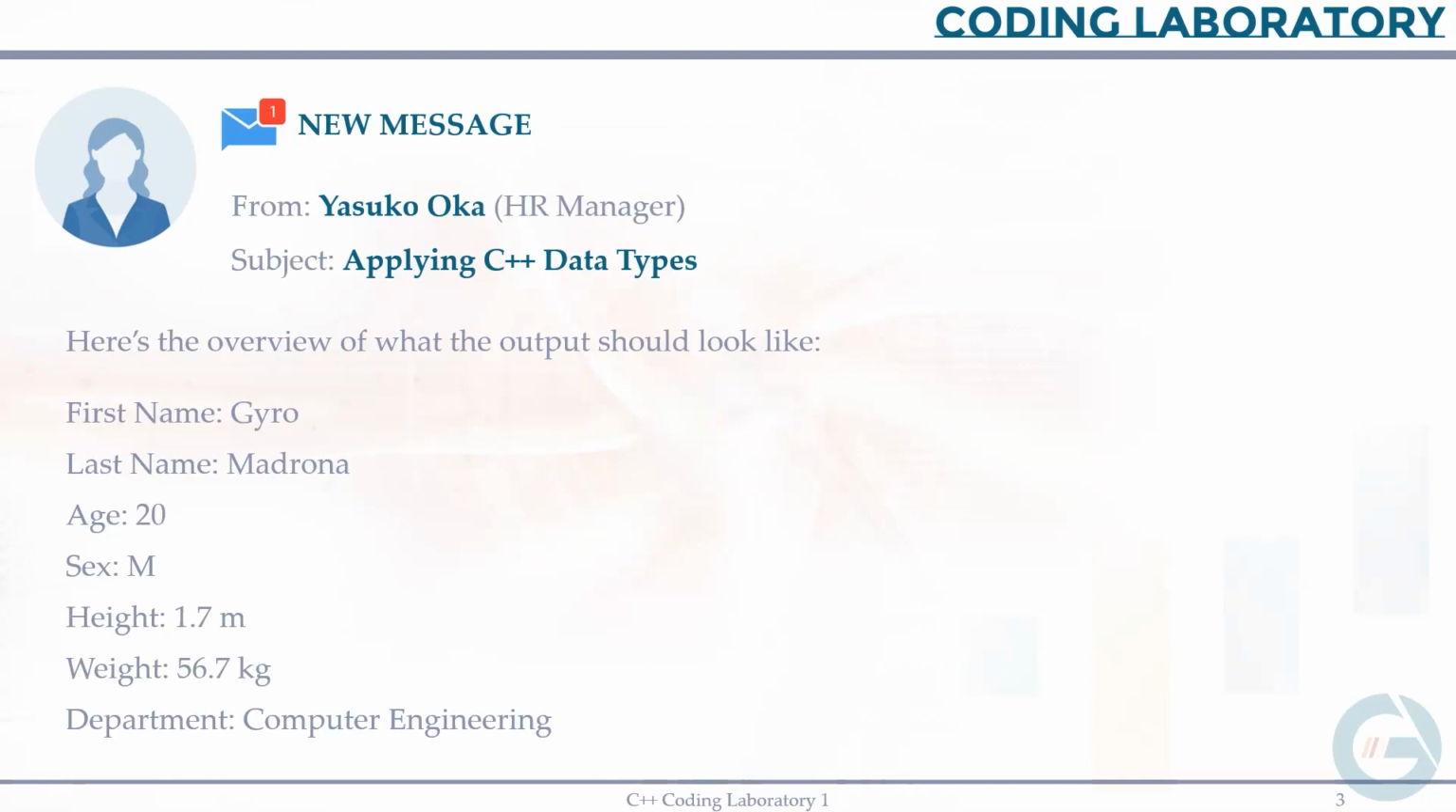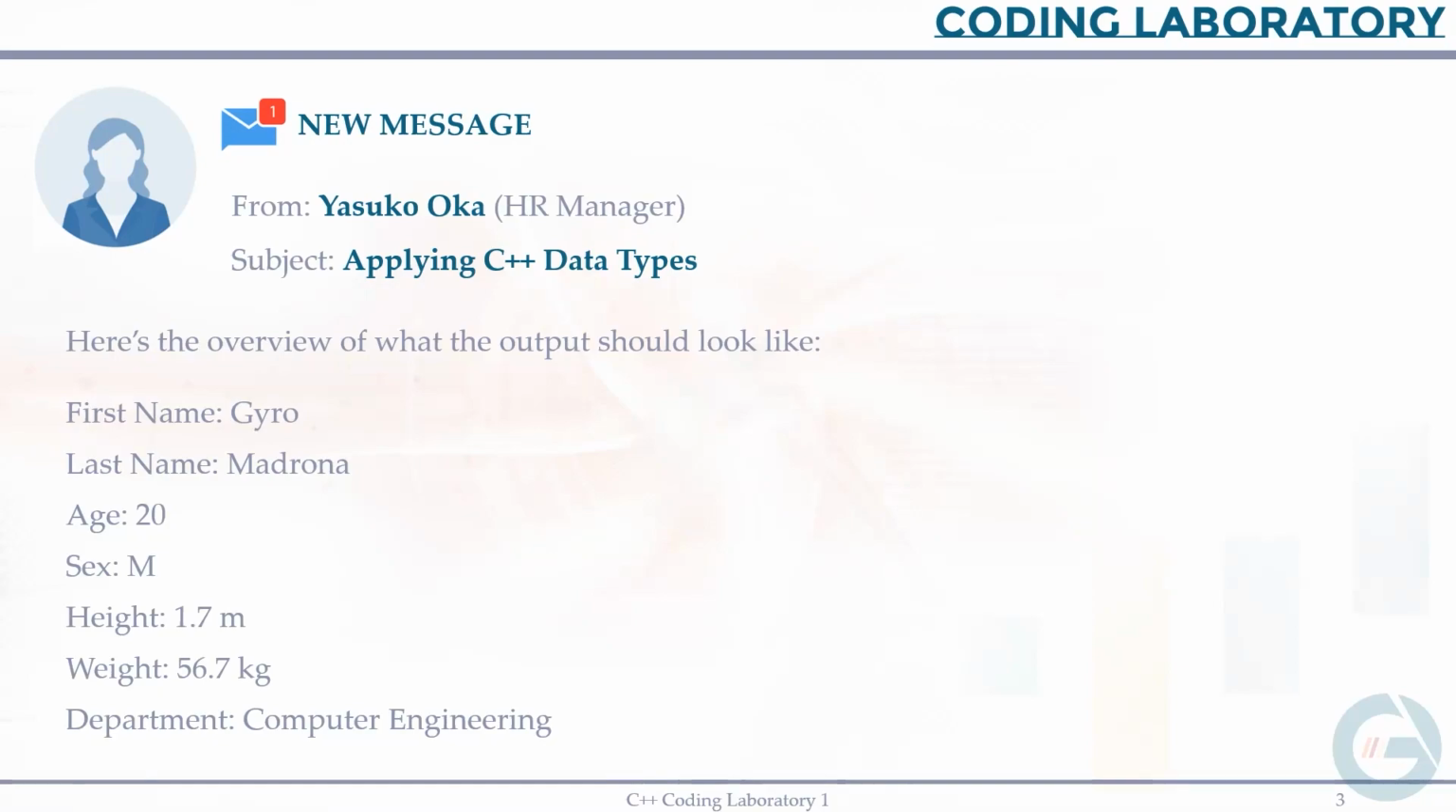For the sex, since we have only one letter, we'll be using the character data type. And for the height and the weight, as you can see, it has decimal values, so we can use either double or float. The meters and kilogram for the height and weight, we can just hard code that, or we'll be outputting that directly to the screen.